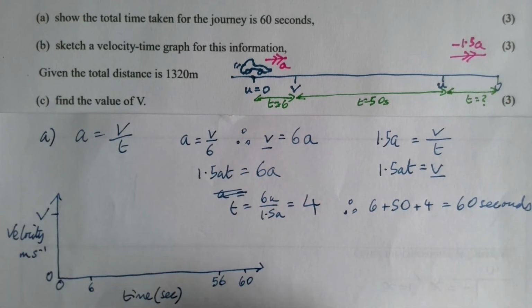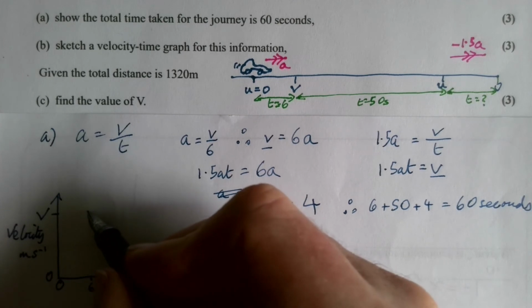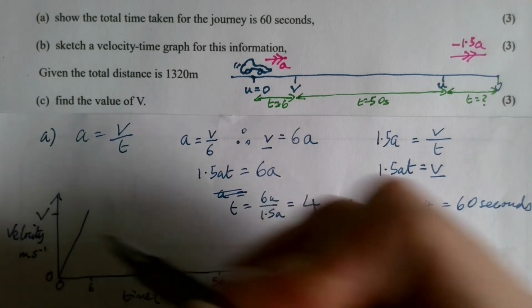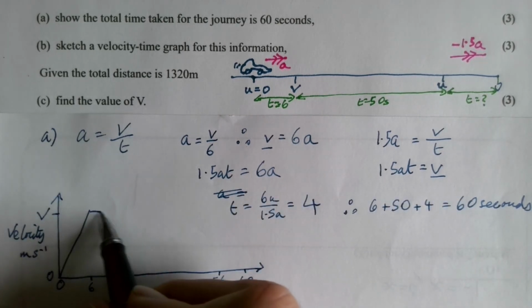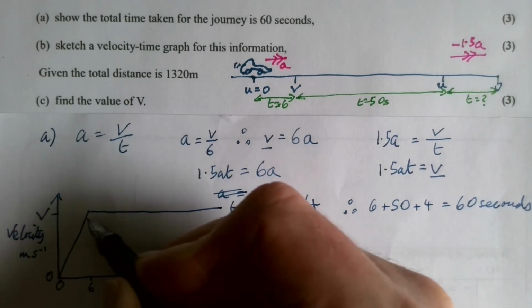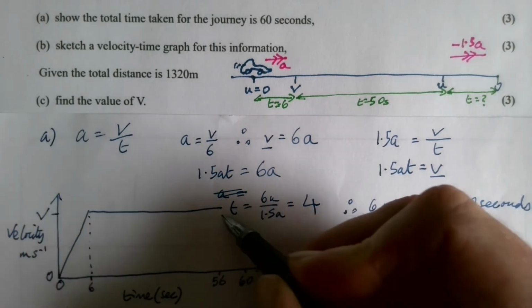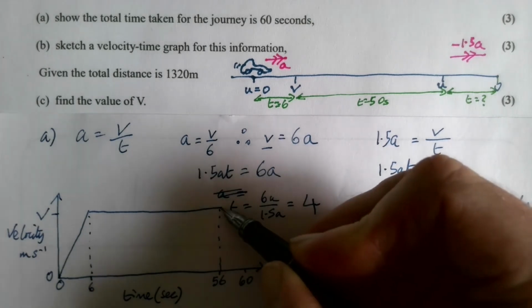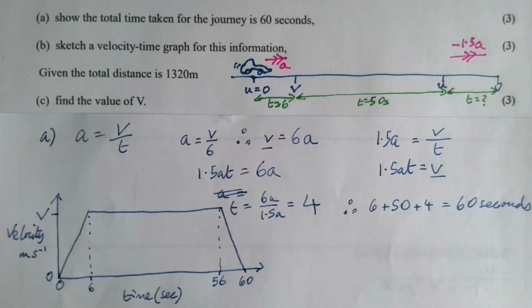in seconds. Then we just need a straight line going up to there, straight line going across to here. You can put a little dotted line there if you like, and then a straight line going down there. And that is our sketch for our graph.